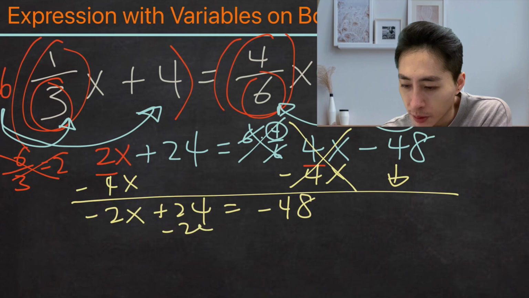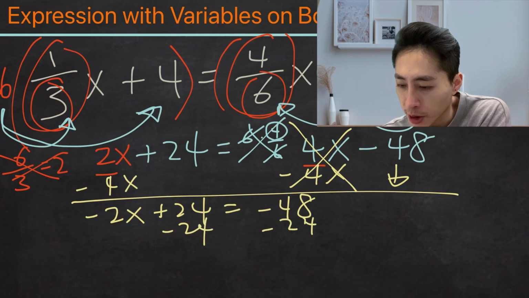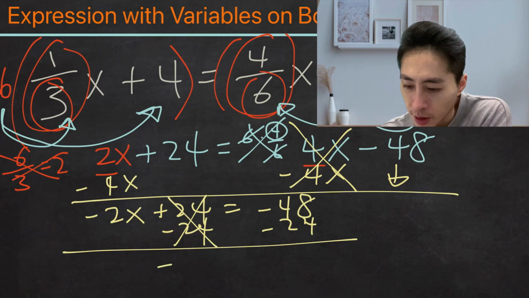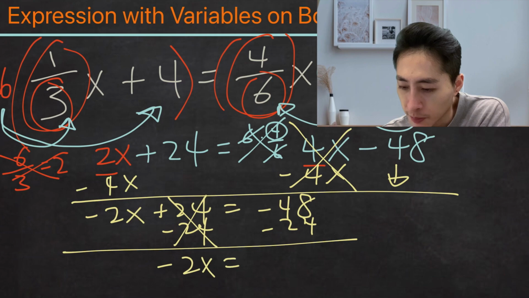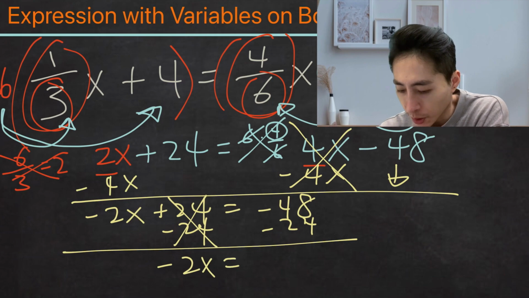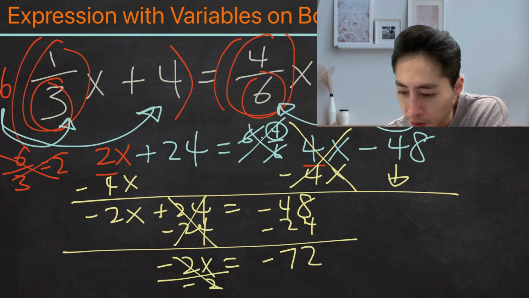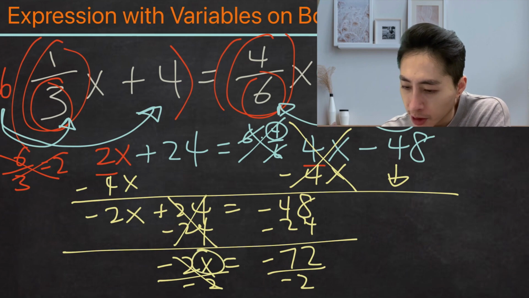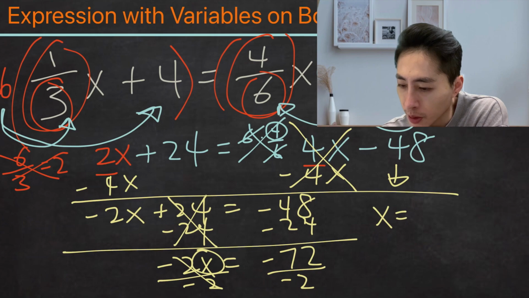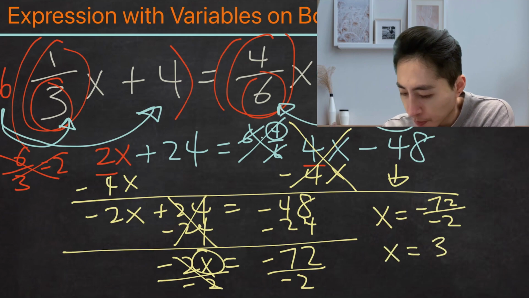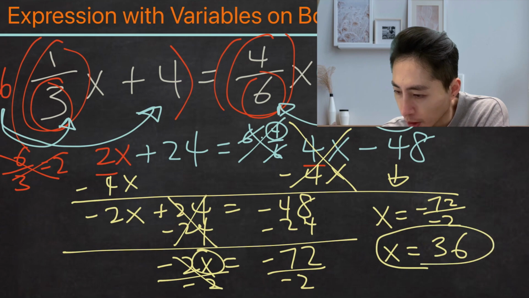Now we're going to move the 24 to the other side. So this cancels out, and -2x we bring down. And -48 minus 24, we have -72. Then the last step would be to divide by -2 on both sides. And finally, we got x by itself. So x equals -72 over -2. And if we simplify that, x would become 36. And that's our answer.